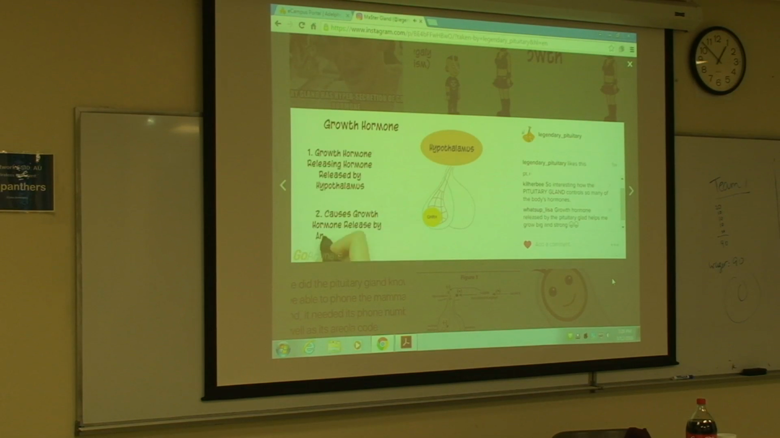Growth hormone releasing hormone. So, two people that I also don't know, Killer B, said, it's so interesting how the pituitary gland controls so many of the body's hormones. Did you ever know that? Yeah? Okay. So also, What's Up Lisa says, growth hormone release in the pituitary gland helps me grow big and strong.